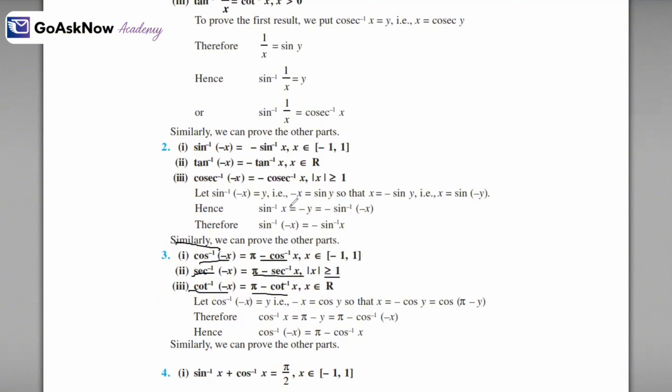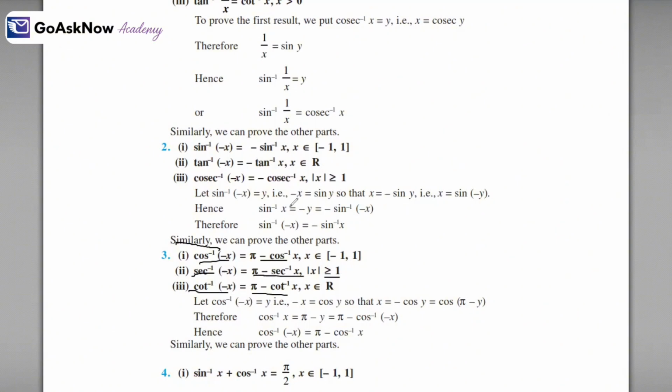So let us assume cos inverse of minus x. We will see the first part of this. So cos inverse of minus x is equal to y. So this implies that minus of x is equal to what? Cos y. Okay. Just take the inverse on both sides, you will get this. So that x is equal to minus of cos y. How did this come? I have taken the minus sign to the right hand side of cos, multiplying both sides by minus 1. So this is equal to minus of cos y.